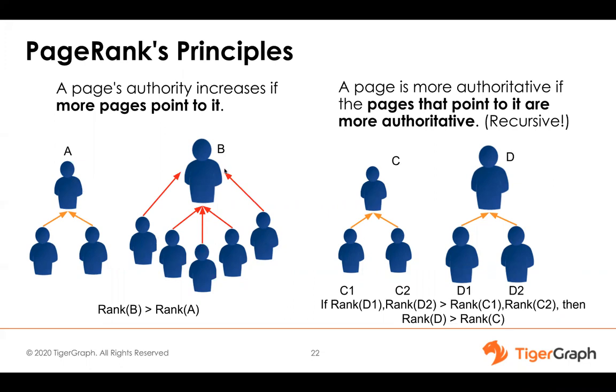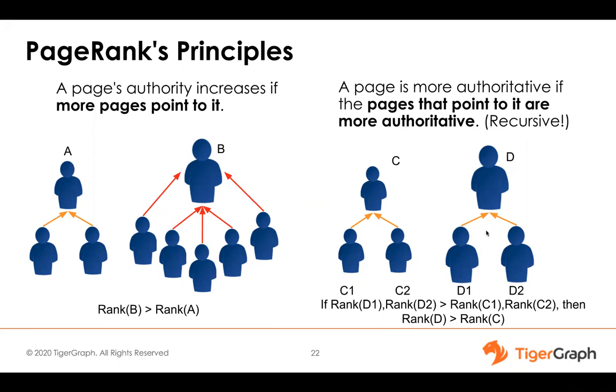This one has 5 entities pointing to it. So that means B should have a higher score than A. Now, this is just using counts. This one is using the authority of the referrers. So here, C1 and C2 have just base level authority. Here, D1 and D2 have higher authority than C1 or C2. Therefore, when they make a recommendation, it's worth more.